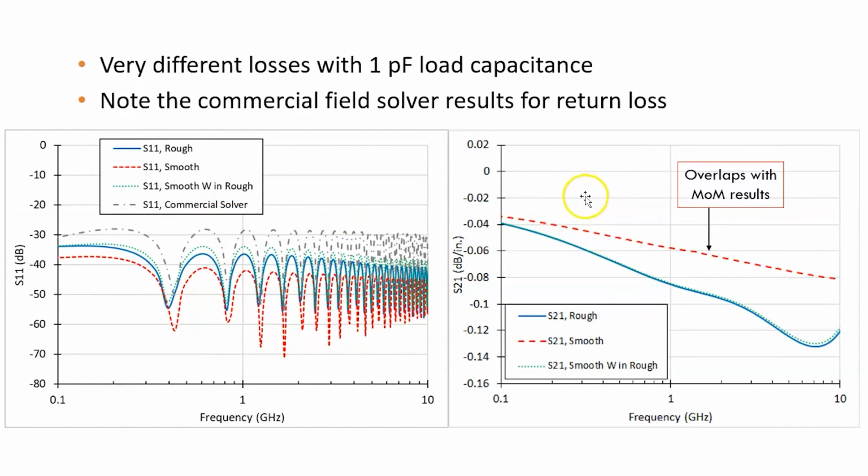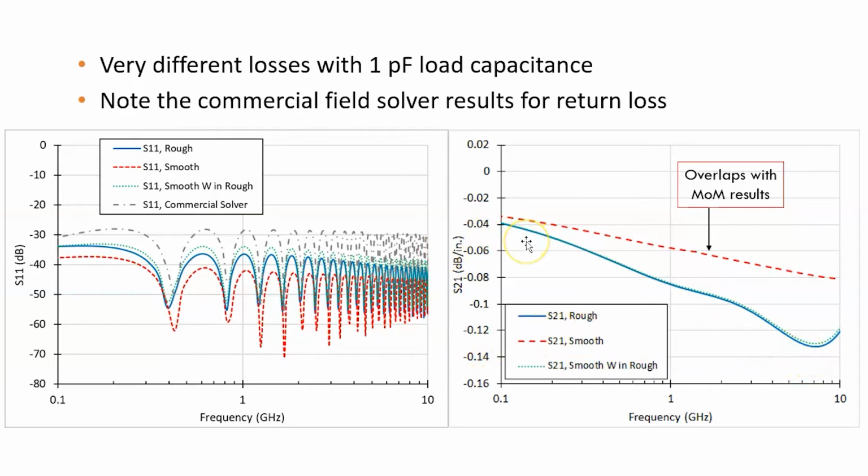If you go to the right, you can see there's also some additional insertion loss. This is the S21 parameter. And here, when there's some additional loss, these curves move a little bit lower. So this is in dB per inch.